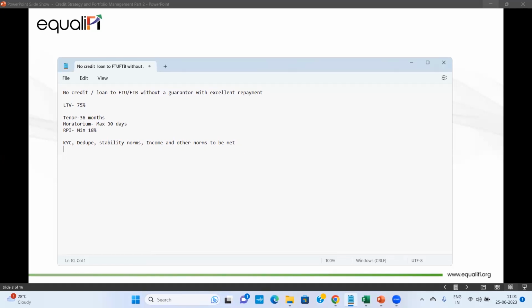Next is, can this strategy be similar for a strategic or super strategic customer? FTB is first time buyer. And FTU is first time user. So now my point is, this is my credit policy for my FTU, FTB customers. Now, can the same credit policy be applicable to a strategic or super strategic customer?